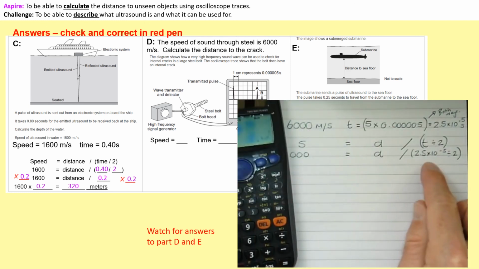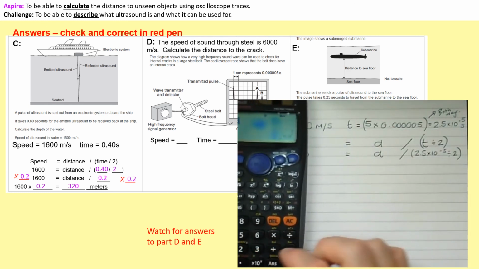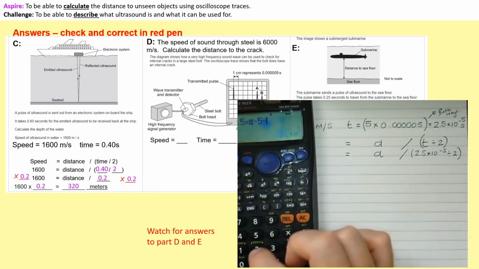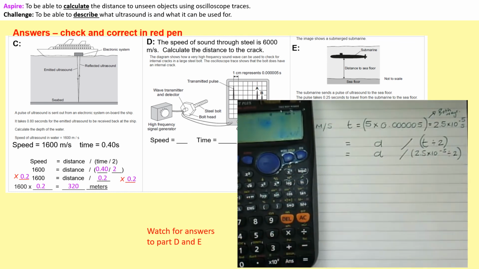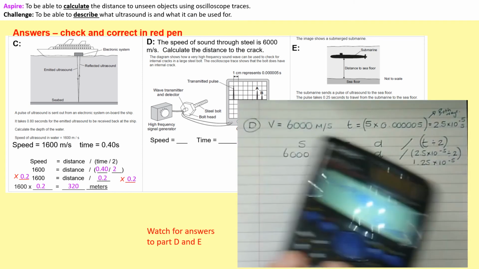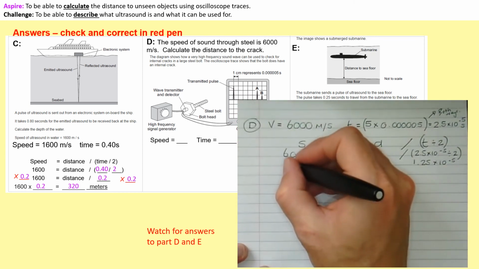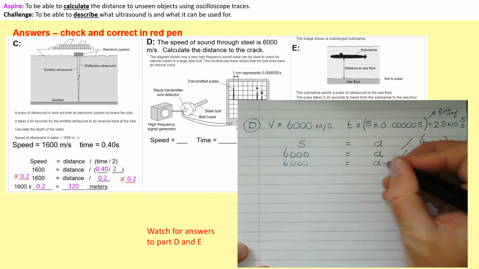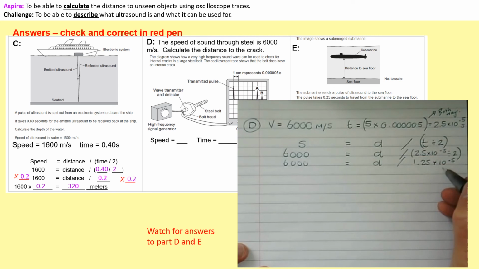So let's just do this. So 2.5 times 10 to the minus 5 divided by 2 is 1.25 times 10 to the minus 5. So we'll just replace that with the one number and we can keep everything else the same. So that's still 6,000 equals still the distance, and it's still divided by that.